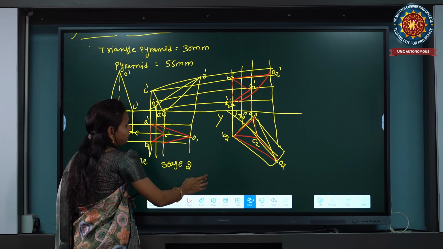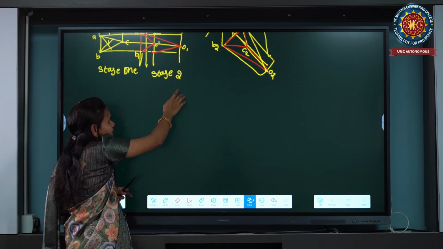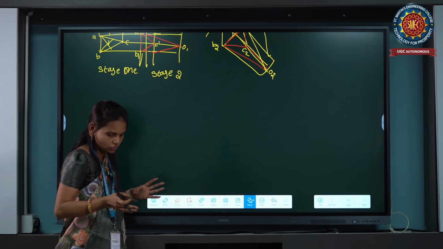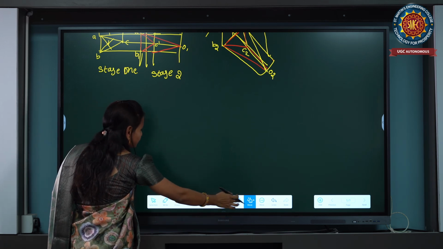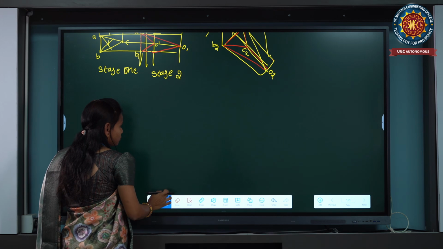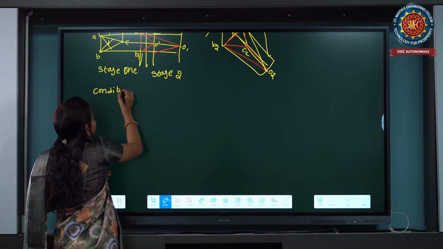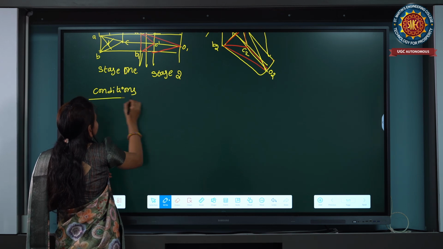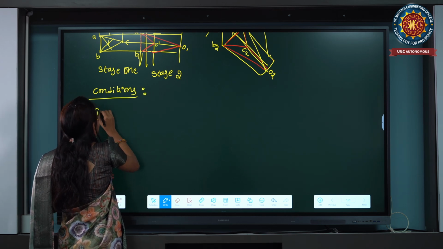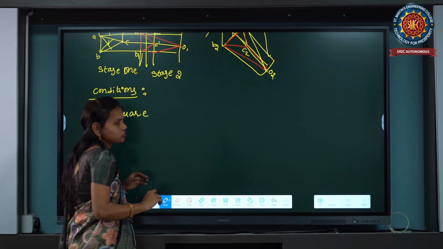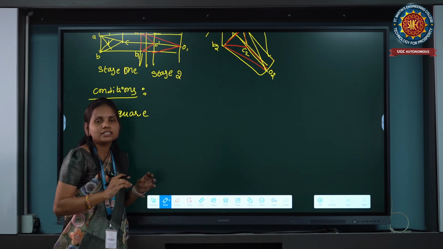So next, before this, we will learn some conditions about the projections of solids. So what are the conditions? So the first one is square. So what is the square condition?